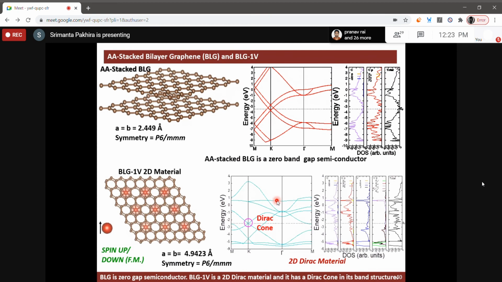So then what we did, we intercalated a vanadium atom. How did we intercalate the vanadium atom? We took one concept. We try to intercalate such an atom between the two layers. One ring we can consider here, one ring here. At the center of the two rings we put the vanadium. So one vanadium atom per unit cell we have considered as a 2D material. Then the material is called PLG1B, which will have very good application for spintronics.